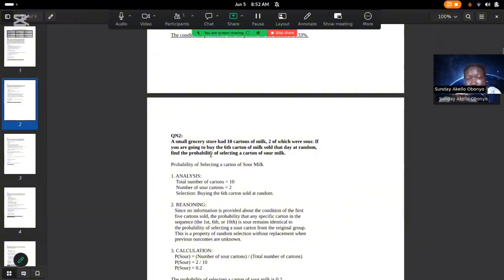Then number two, it's requiring us to find the probability of selecting a carton of sour milk, given there are 2 sour milks out of the total cartons, which are 10. So here we shall have just the expected outcome, which is 2, with the number of sour milk out of the total, which is 10, giving us a probability of 0.2.